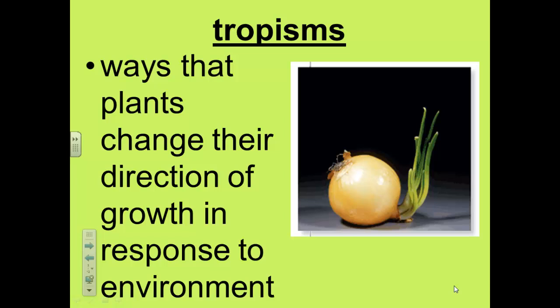Tropisms often occur when the environment changes the amount that cells grow on different sides of the plant. If one side of a stem grows faster or larger than the other side, the stem will bend.